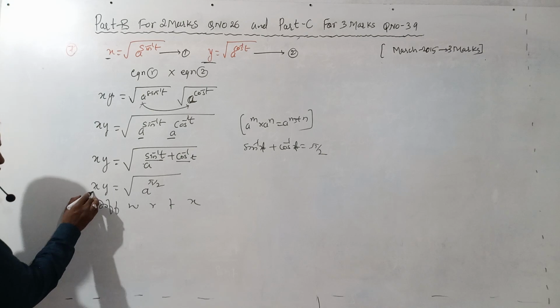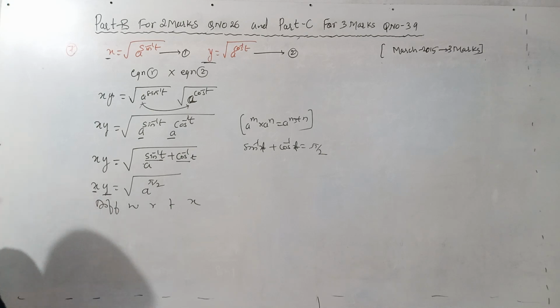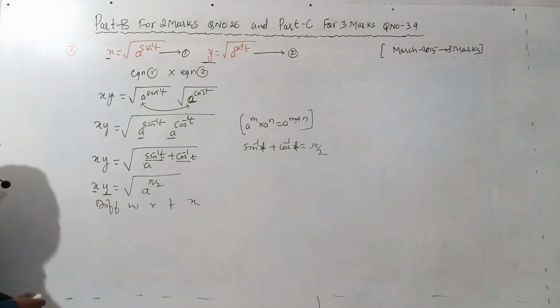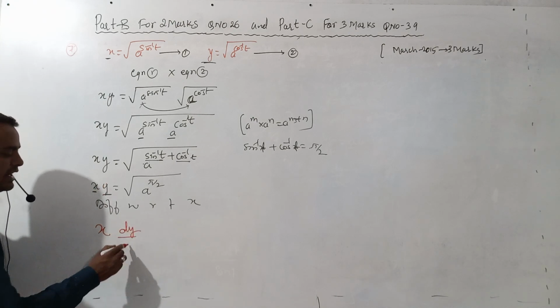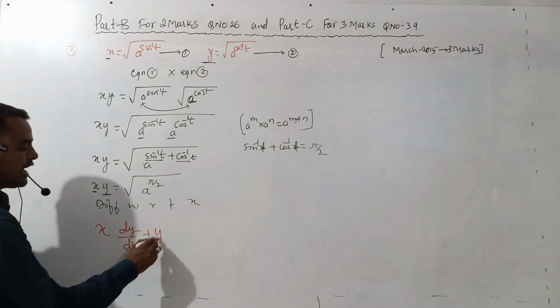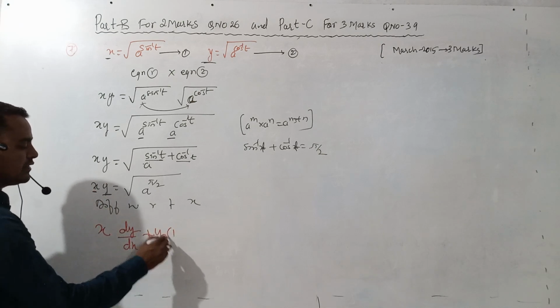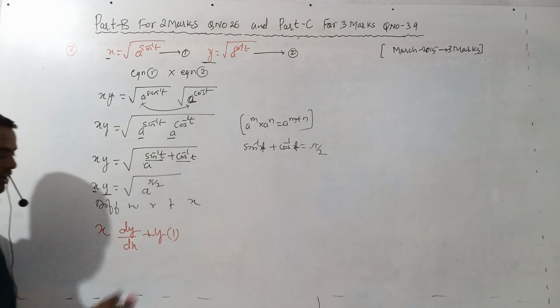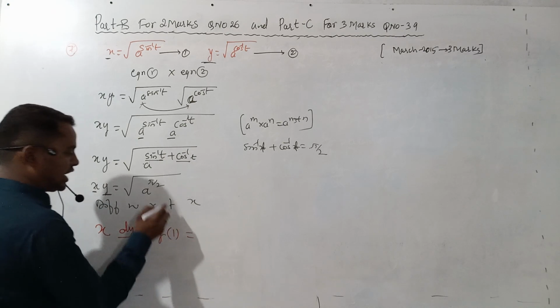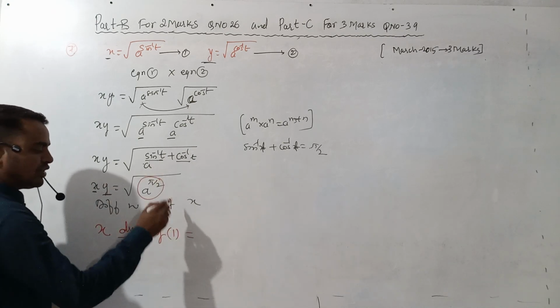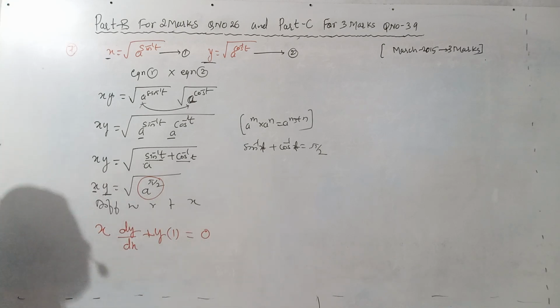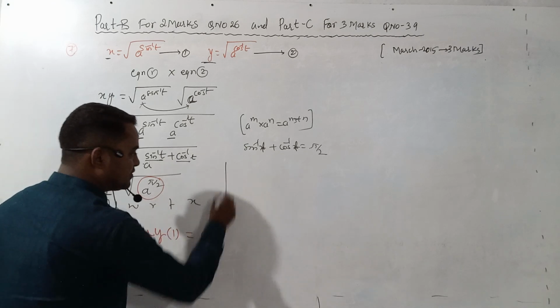We are applying the product rule here. x as it is, derivative of y is dy by dx, plus y as it is, derivative of x is 1, is equal to the derivative of this. a raised to pi by 2 is a constant. Derivative of a constant is 0. Therefore, I am writing this.